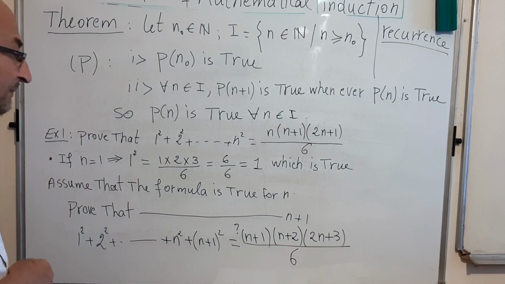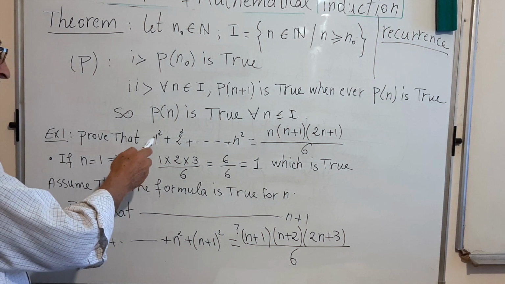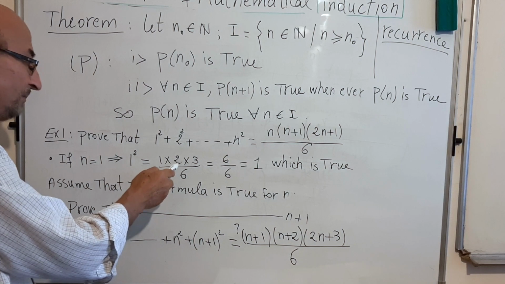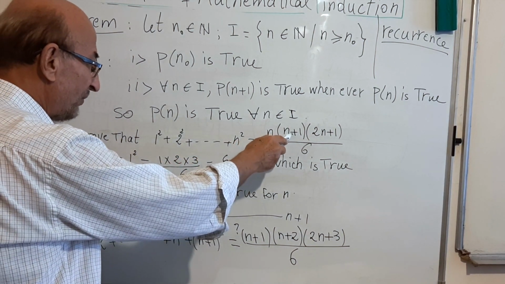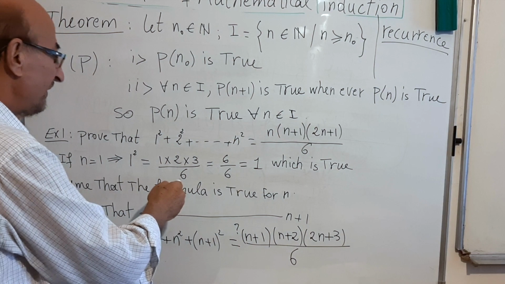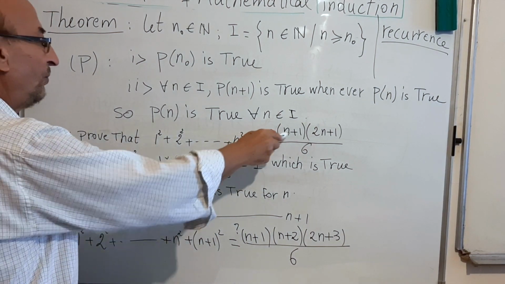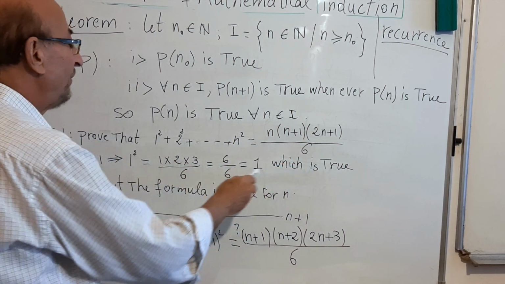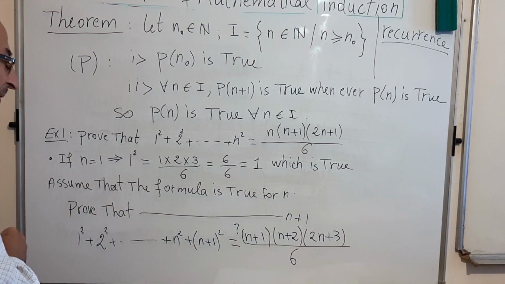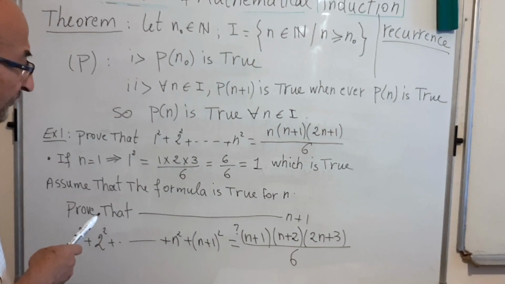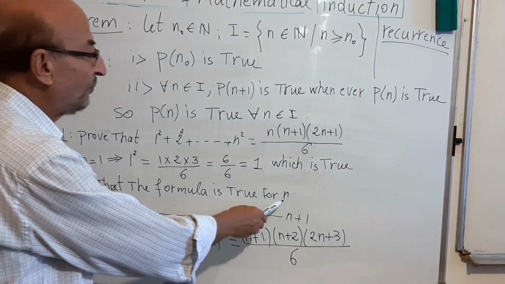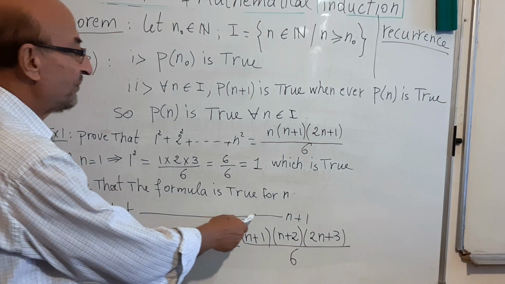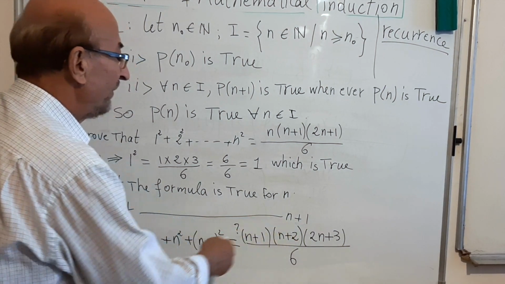If n equal 1, the formula becomes 1 square equal 1 times 2 times 3 over 6. We substitute n by 1. So the formula is true for the order n equal 1. Now, assume that the formula is true for the order n, and prove that the formula is true for the order n plus 1.